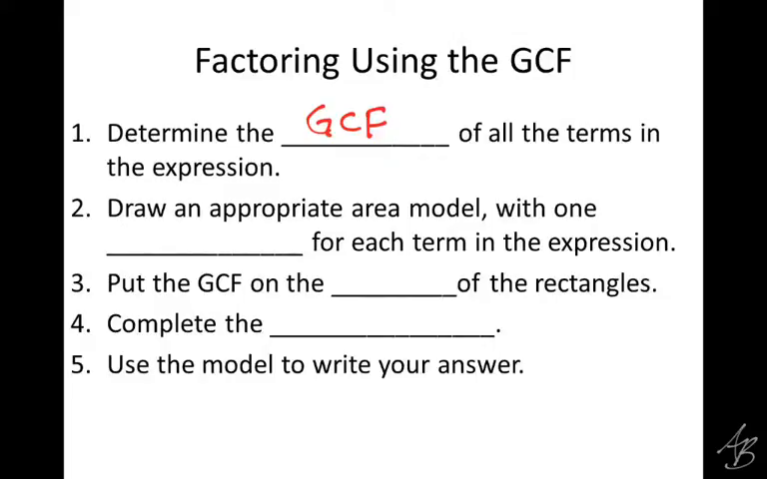Because there were 2 terms in the expression, right? So when we draw the area model, we're going to draw one rectangle for each term. We had two rectangles in that area model because there were two terms. So we're going to draw one rectangle for each term in the expression that we're factoring.